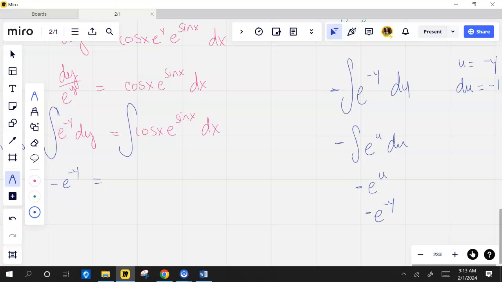Let's just keep going. Antiderivative of the right side. I would probably let u be sine x, which means du would be cosine x. So I have the integral of e to the u du, which is just e to the u, which is e to the sine x.